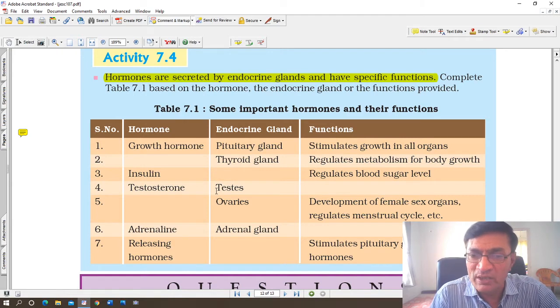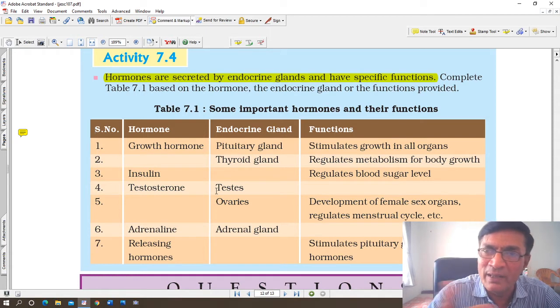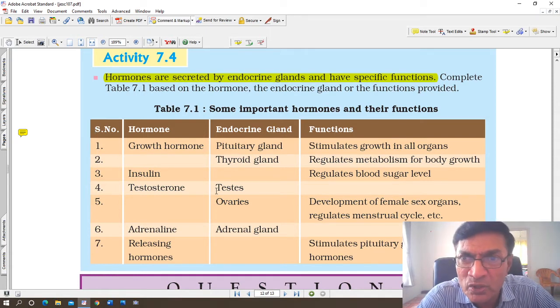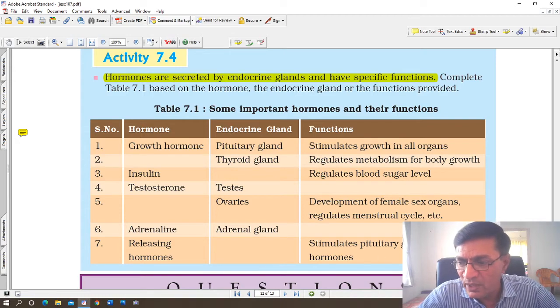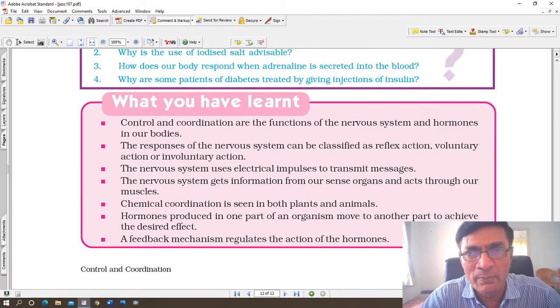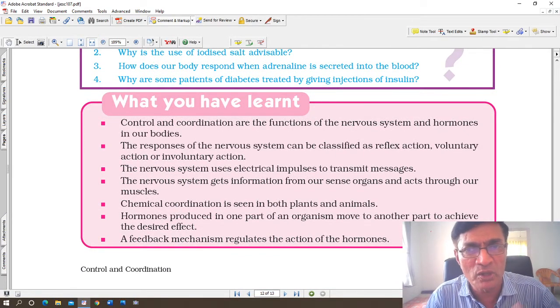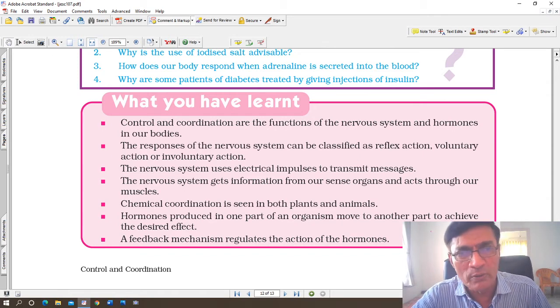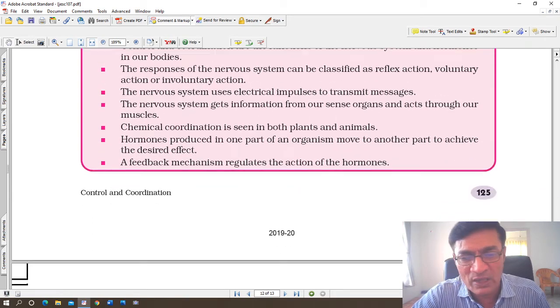Releasing hormones like growth releasing hormone and growth stimulating hormones are released by many organs, especially the pituitary gland. What stimulates the pituitary gland to release hormones is generally the hypothalamus. The hypothalamus releasing hormone is secreted by the hypothalamus. It stimulates the pituitary gland to release hormones. Alright, so these are some of the detailed parts of hormones and animals' bodies. Control and coordination takes place in animals through chemicals called hormones. What you have learned and these questions are all answered in the PDF.